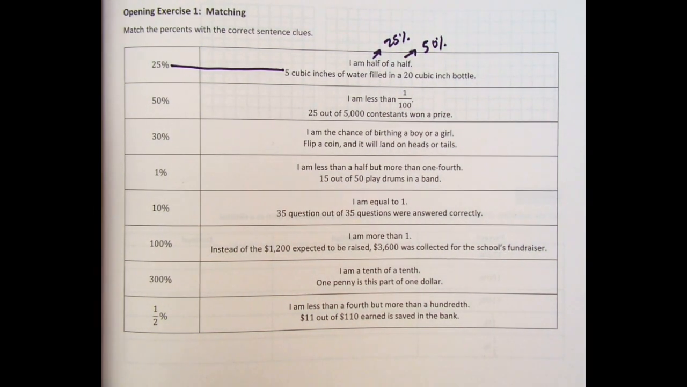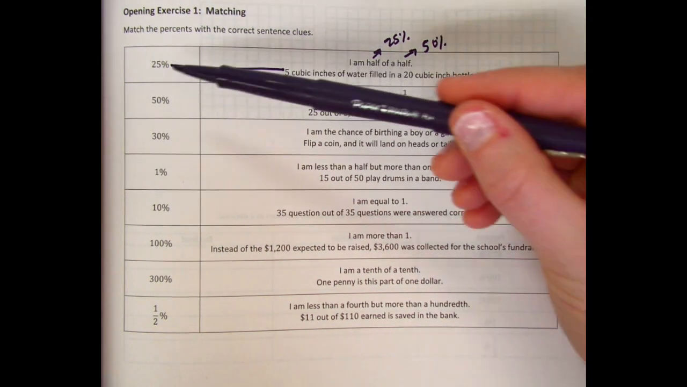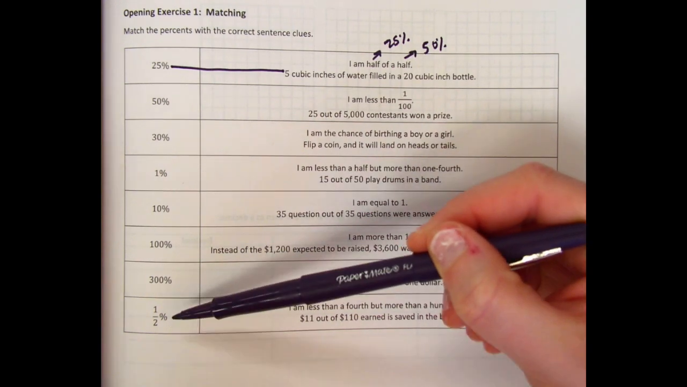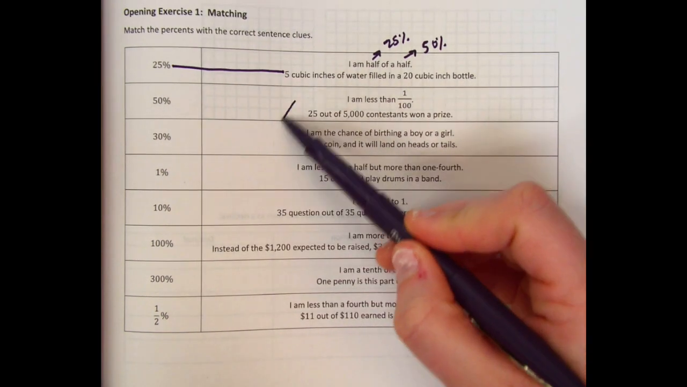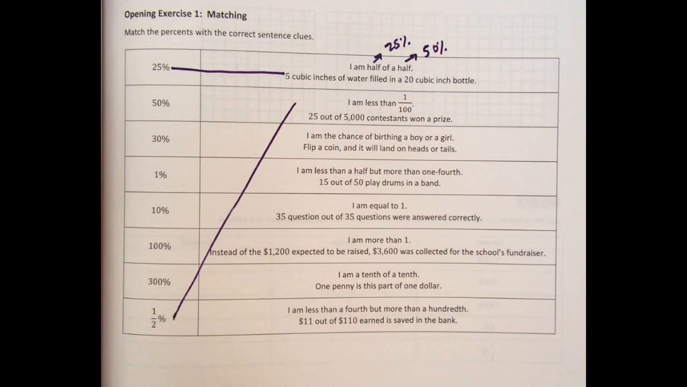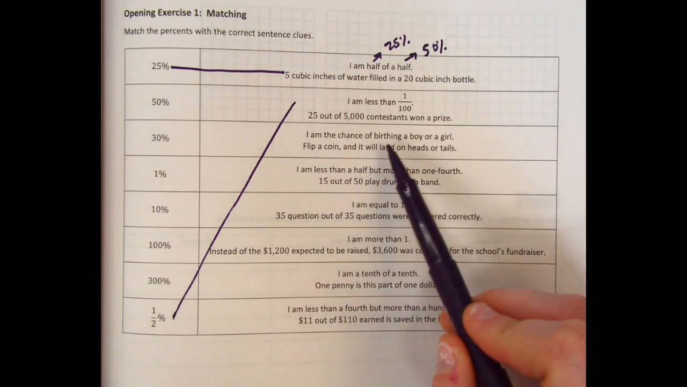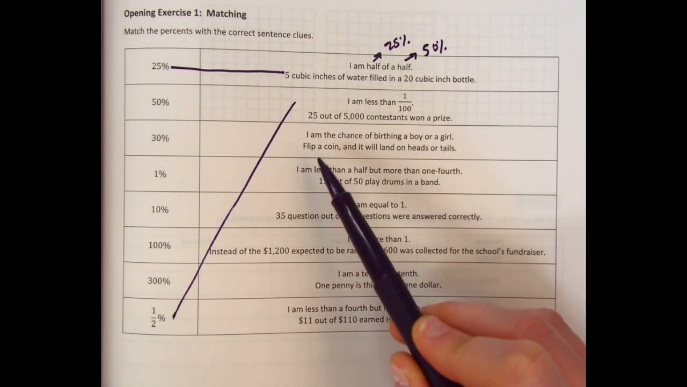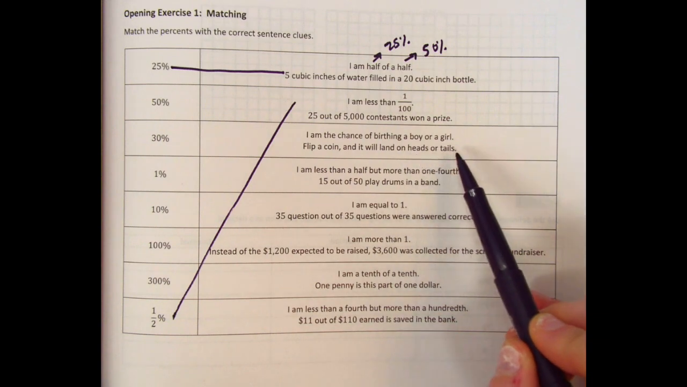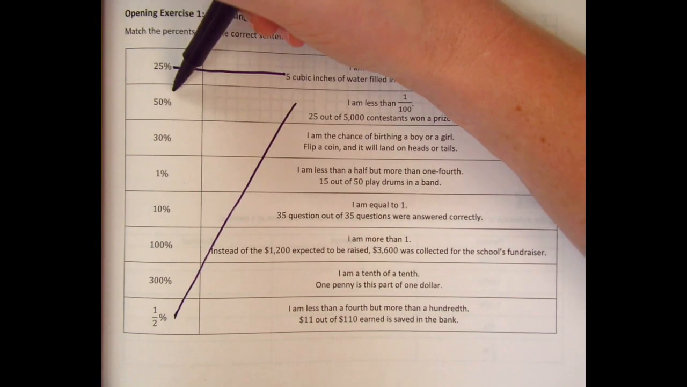The next one is I am less than 1/100th. 25 out of 5,000 contestants. So less than 1/100th is going to be less than 1%. I'm looking for one that's less than a percent. This is the only one here that's less than a percent. Next one, I am the chance of birthing a boy or a girl. Flip a coin, it will land on heads or tails. That's half and half, so that's 50.